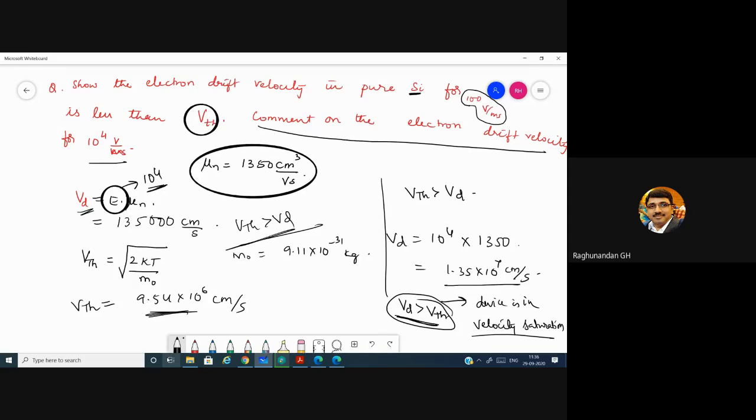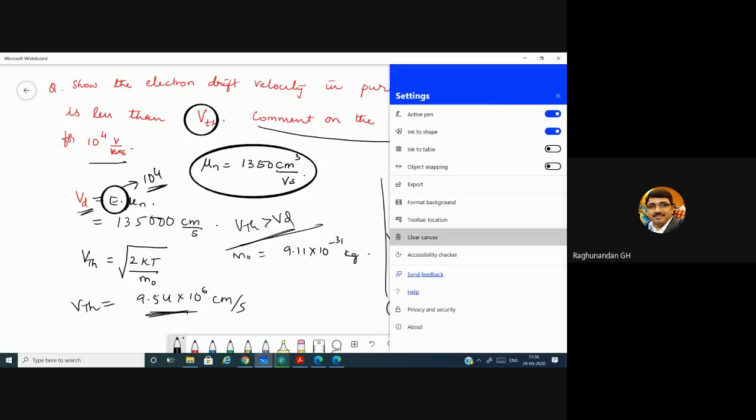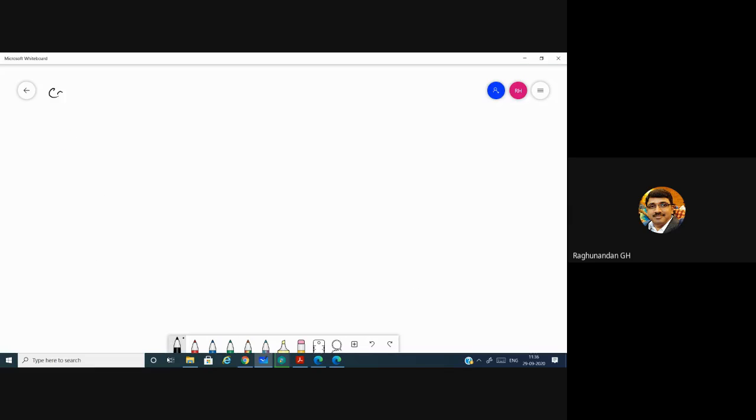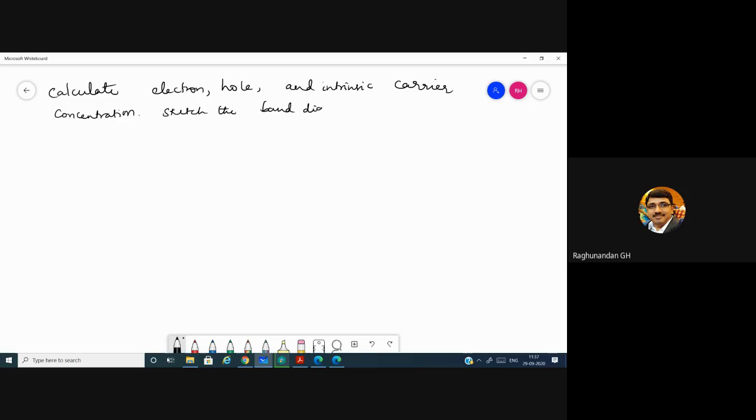Okay, take down the next question. Calculate electron, hole, and intrinsic carrier concentration and sketch the band diagram. If you want to do this one, you should know electron and hole concentration. That derivation, the complete derivation, you should know.